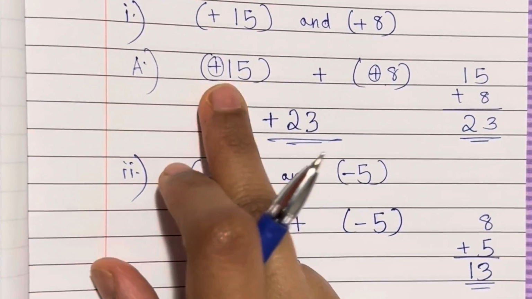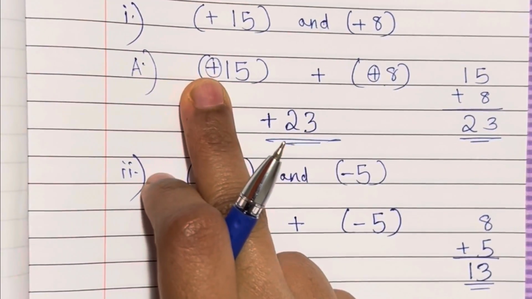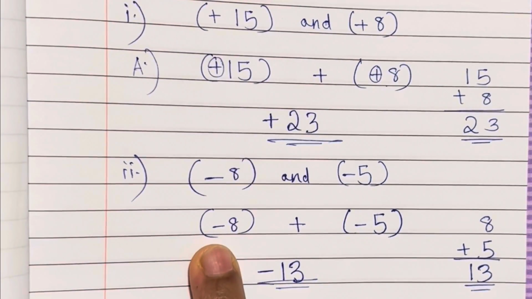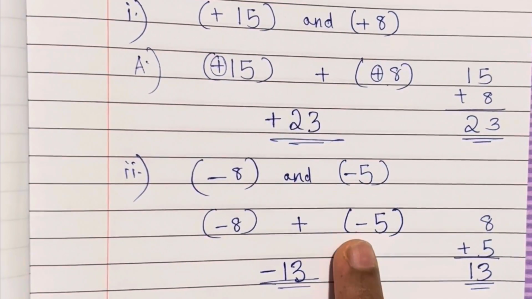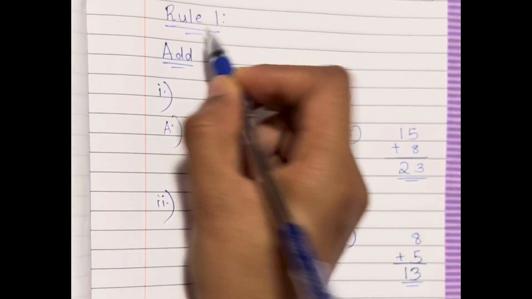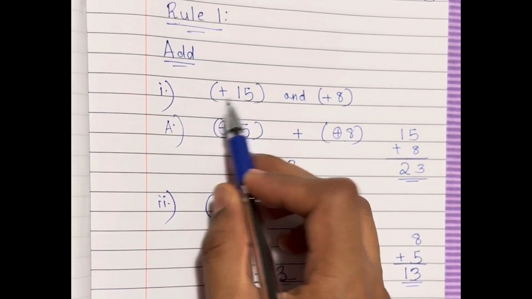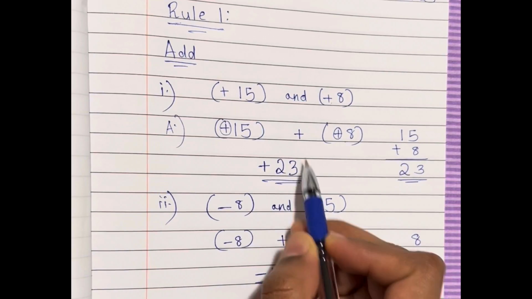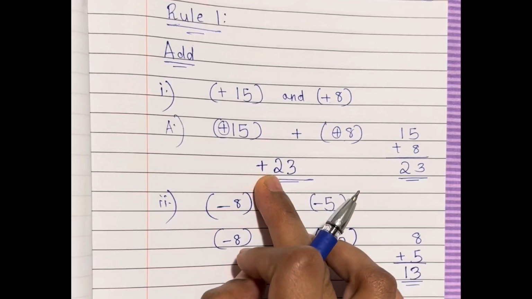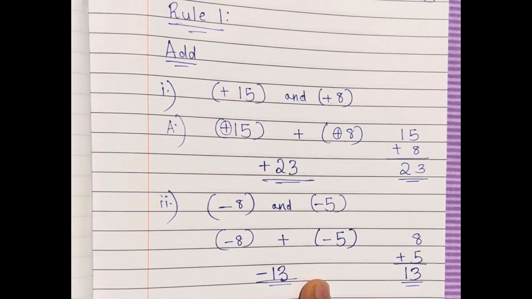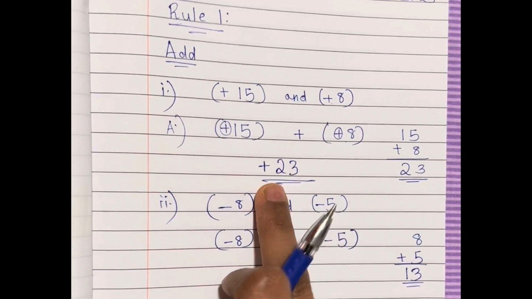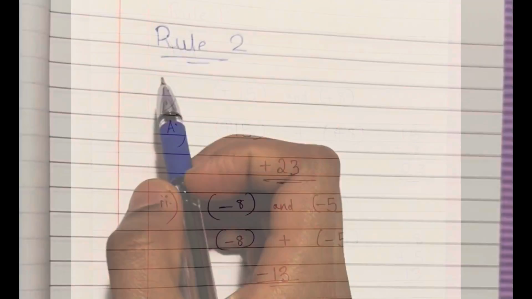Understood? In the previous example the common sign was plus. For 15 it was plus, and for 8 also it was plus. So that's why we put the common sign as plus. But here the common sign is minus, because 8 is minus, and 5 is also minus. So we put the common sign as minus. So simple. Rule 1 means that when it comes to addition of two integers having the same sign, we simply add the integers without considering the sign, and then put the common sign. Here the common sign is minus, there the common sign is plus. That's the only difference.